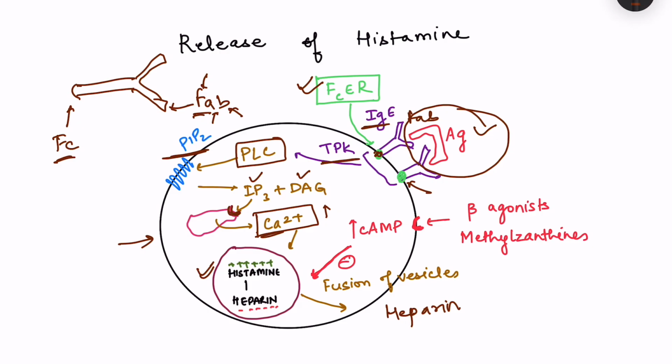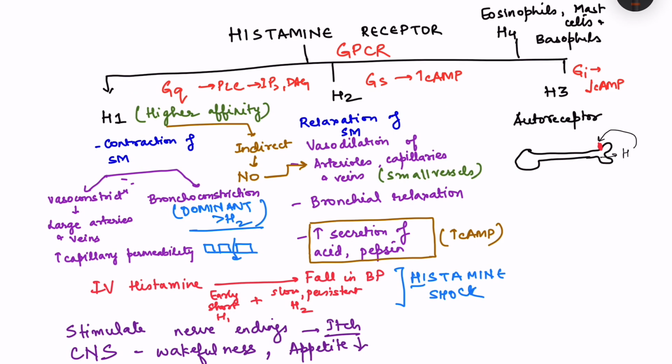But there are certain other effectors as well which inhibit the release of these heparin by preventing the fusion of the granules, and that is beta agonists. Beta agonists actually increase cAMP and they inhibit the fusion of the vesicles, causing decrease in the release of the heparin.